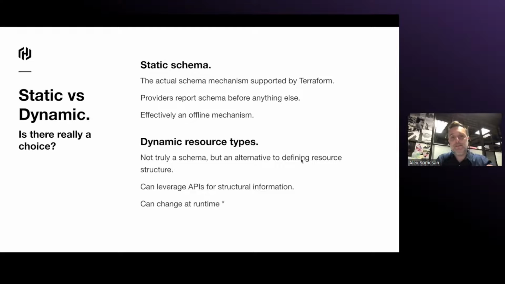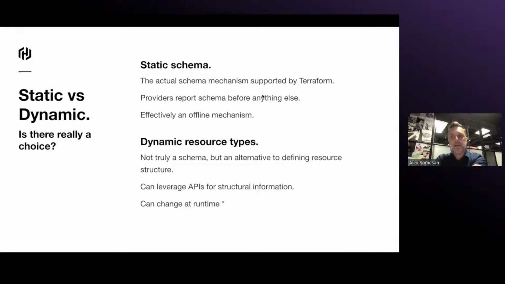But basically, let's first think, why do we need a dynamic schema? What is a static schema? And why not just use the SDK? Static schema is essentially what we recognize as the de facto schema mechanism in Terraform. I'm calling it static because the provider has to have all the schema information right at the beginning, before it has any chance to explore beyond the local system.